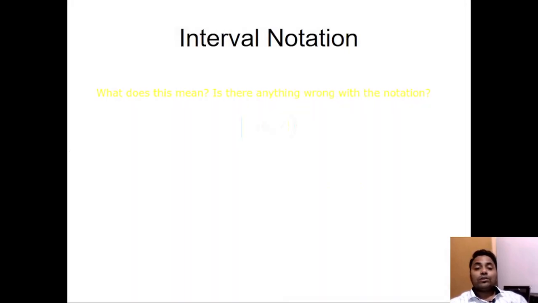So interval notation, what does this mean? Is there anything wrong with the notation?